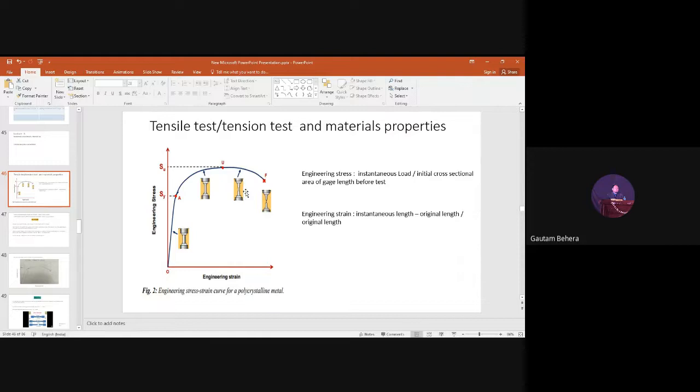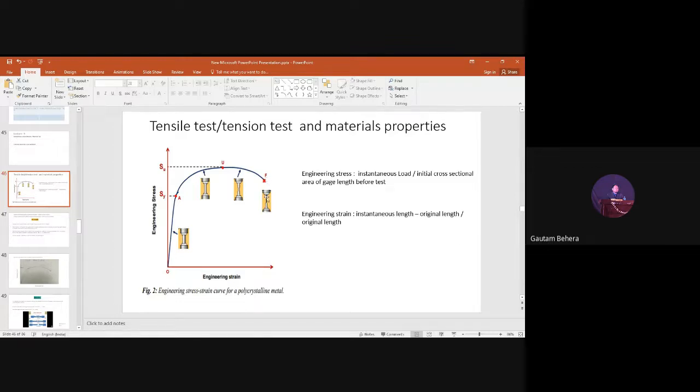And this non-uniform deformation is happening due to formation of a neck. That means if this is the neck, in this area the cross-sectional area is less, but here the cross-sectional area is more, right? So where the cross-sectional area is less, obviously that will deform more and more. And the stress required to deform a less cross-sectional area is less or minimum. That is why the curve is falling down, and finally at a point they will separate into two pieces.